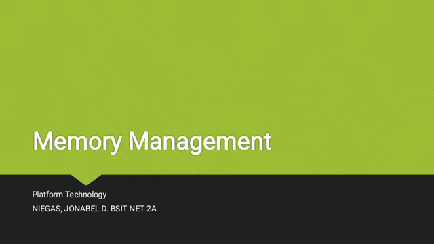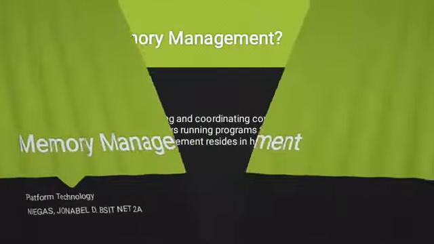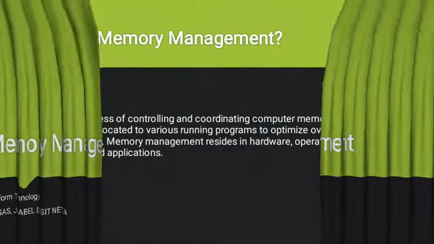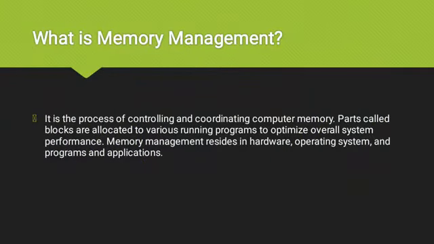I am here to explain how memory management works. So, what is memory management? Memory management is the process of controlling and coordinating computer memory parts. Code blocks are allocated to various running programs to optimize overall system performance. Memory management resides in hardware, operating system, and programs and applications.